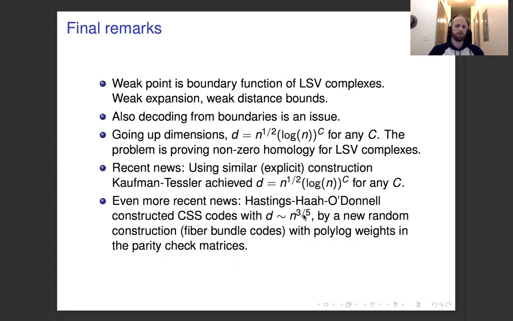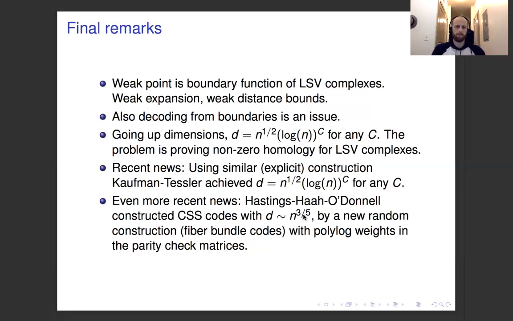But if one is just interested in the distance, one might try to look at LSV complexes of higher dimension. And for them, one can show better polylogarithmic bounds on the Z distance. The X distance will always be linear for these complexes. The problem is proving that you have a code with some codeword in it, namely showing that the homology does not vanish.